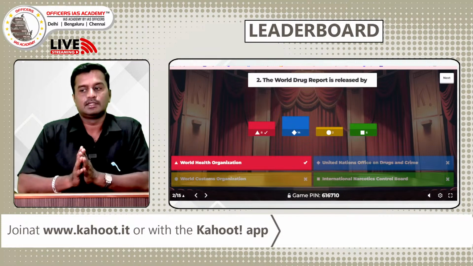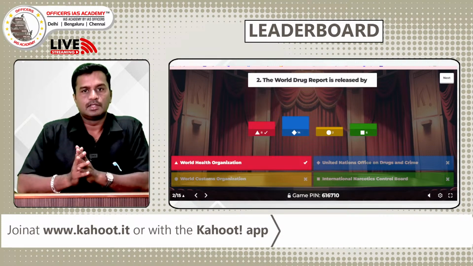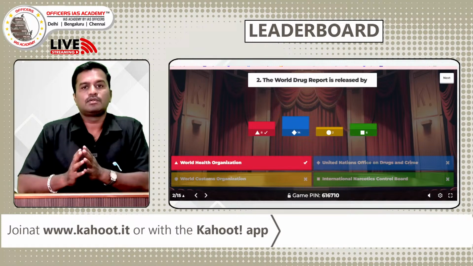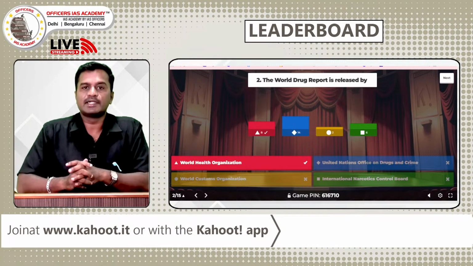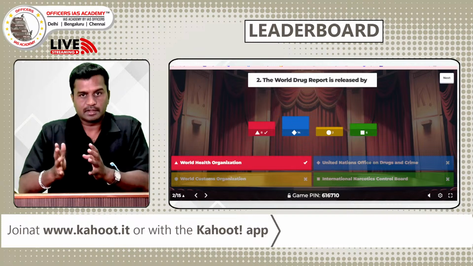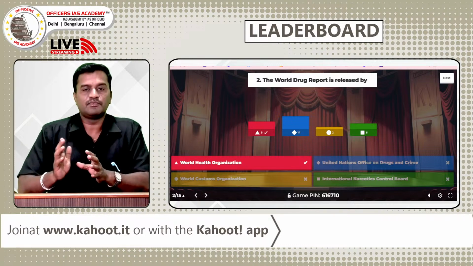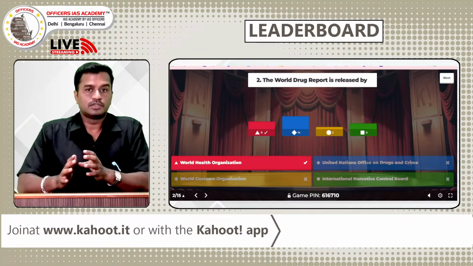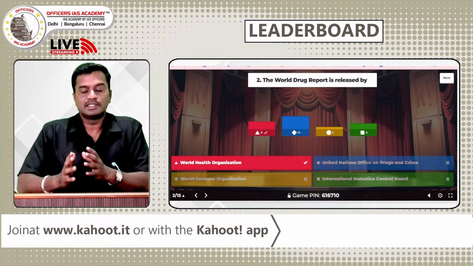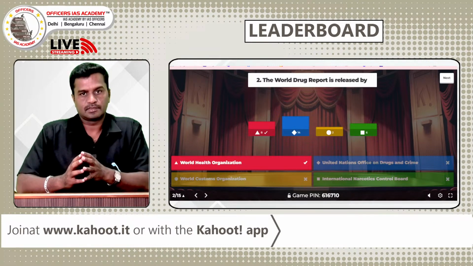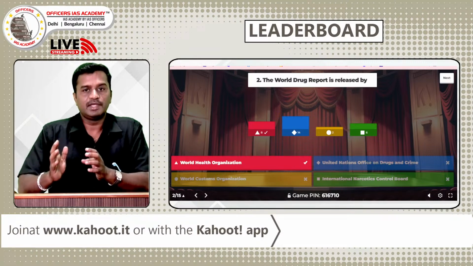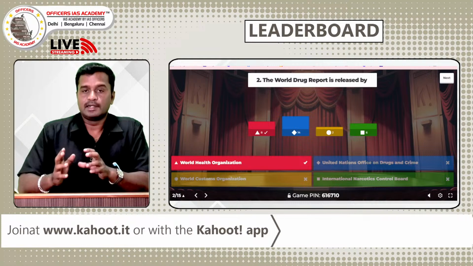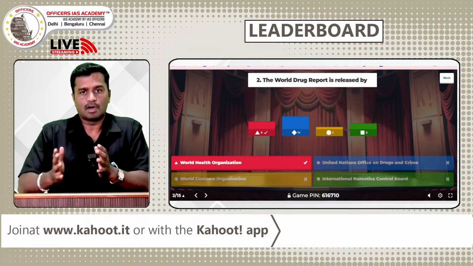This body's mandate is to regulate and control the drugs that get circulated at the international level. This body has a very important duty to stop or prevent the illegal trade in drugs. So this body is very important as far as drug related crimes are concerned.